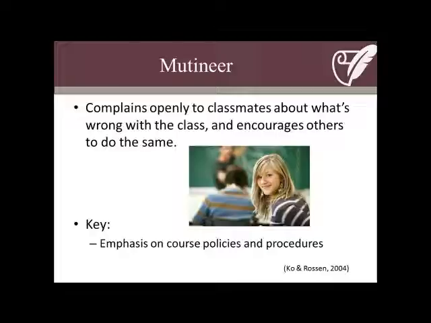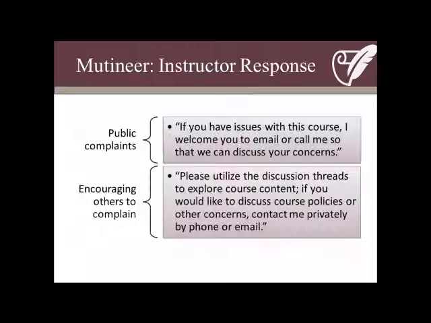Responding to them, you're going to want to keep your emphasis on course policies and procedures. So if they're really complaining a lot in public forums, simply tell them, if you have issues, please email or call me so that we can discuss your concerns. If they're trying to get others to complain, again, redirect the public discussions back to the course content, and encourage them to get a hold of you in private.